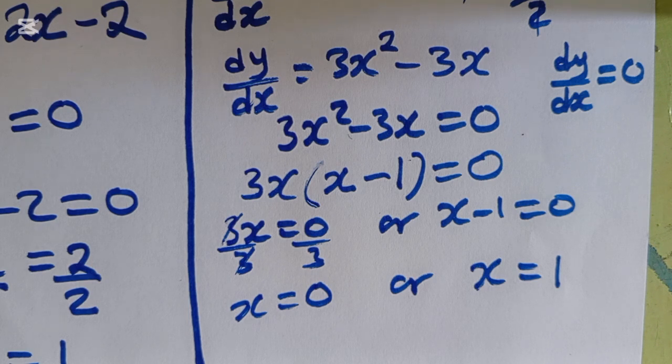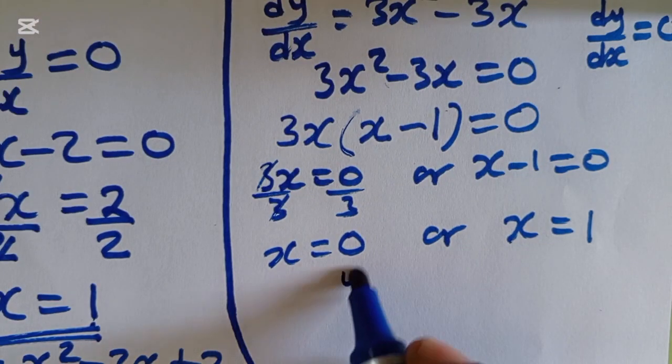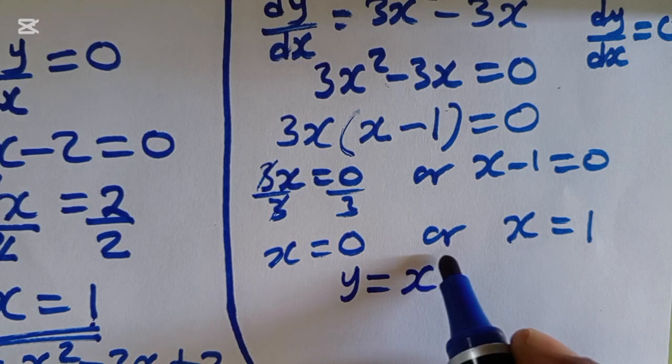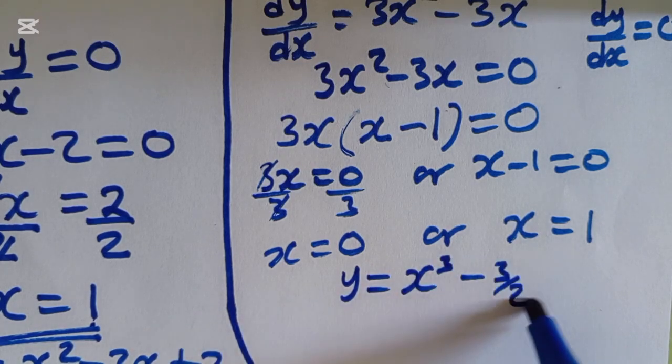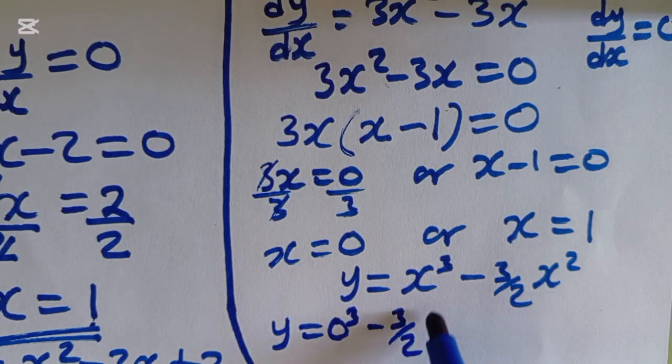So for us now to find the y coordinates, we need to substitute these x coordinates into the original equation to find the corresponding values of what? Y. Remember that the equation is given by x to the power 3 minus 3 over 2 x to the power 2. So let's now substitute the value of x, which is 0. What is the value of y when x is 0? So y is equal to, where there is x, we substitute 0. So y is equal to 0.